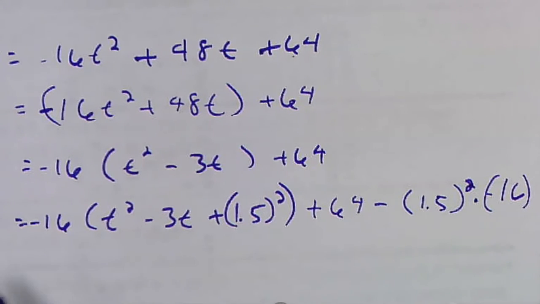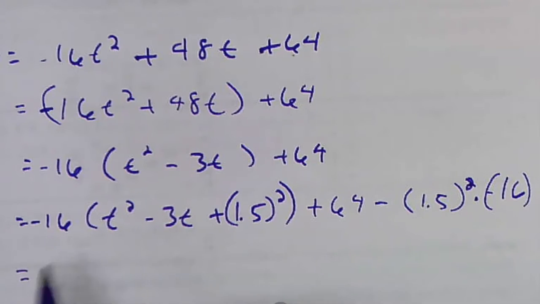Because the a value was negative 16, it has to be multiplied there. Final answer here would be negative 16.